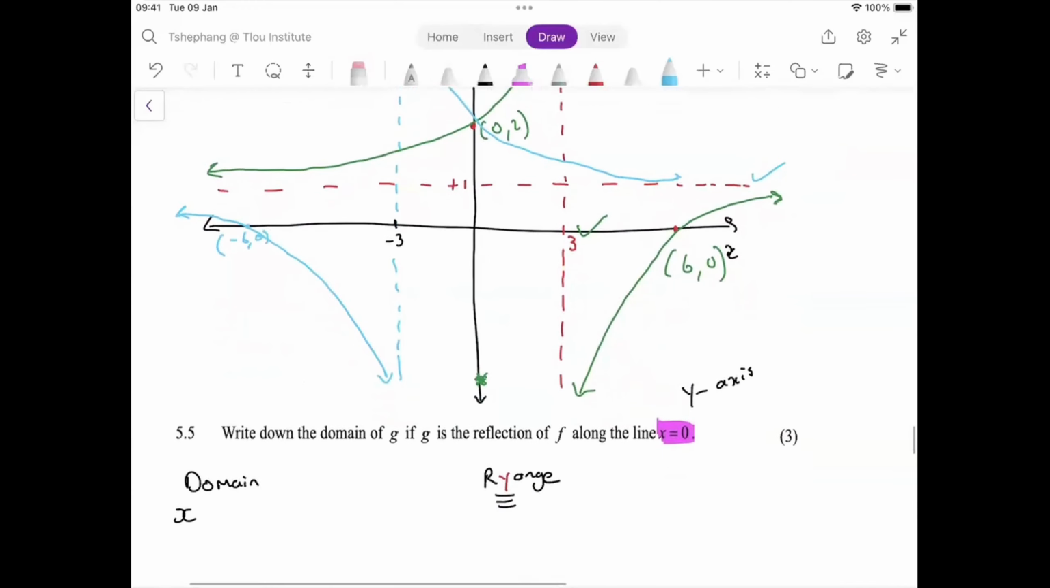Now the domain are the x values. I just wanted you guys to see what the graph would look like. But you're going to say x is an element of the real numbers, but x cannot be equal to -3, because the graph does exist everywhere except at this new asymptote.